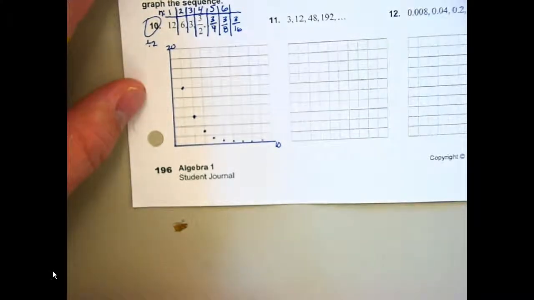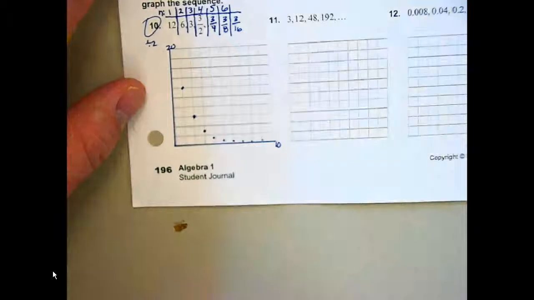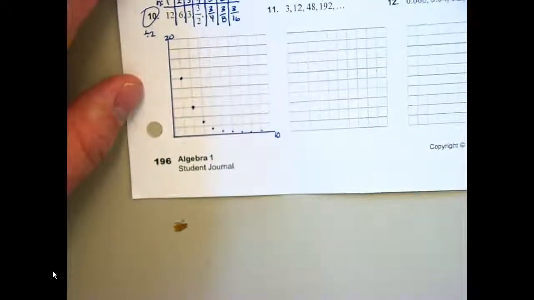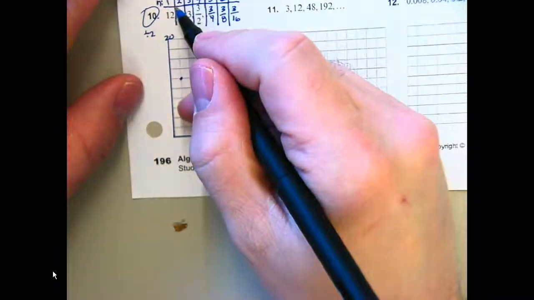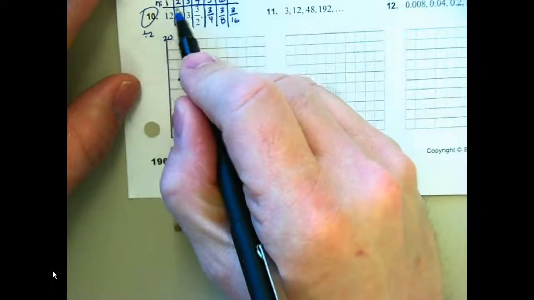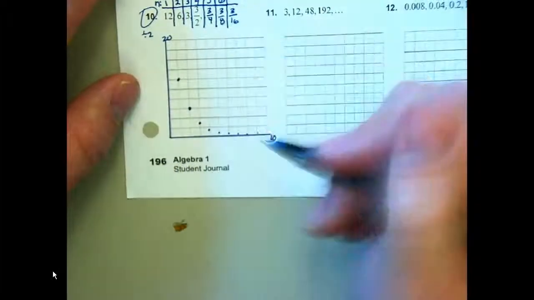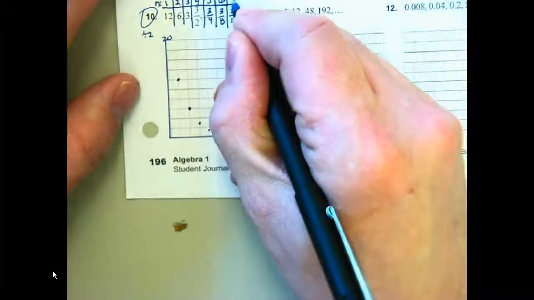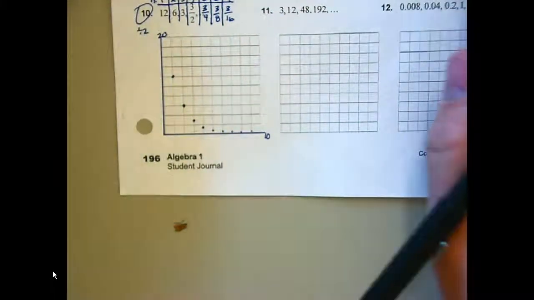Do I draw a line here? Is this continuous data? Can I have a 1.5 term? No, I can't. This is not continuous data. Okay, we can have the first term, the second term, the third term, the fourth term, the fifth term, the sixth term. We can't have the 6.5 term, the seventh term, and so on. All right. Any questions?